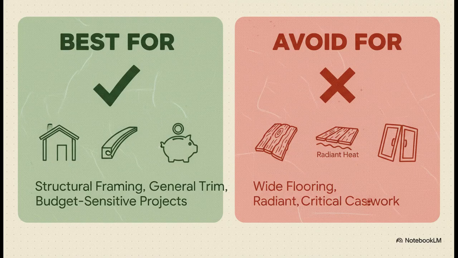So, what's the bottom line here? It's all about picking the right tool for the job. Plain sawn is fantastic for projects where budget is king, for structural framing where no one's going to see it, or for general trim. But you've got to be careful. You absolutely want to avoid it for things like wide plank flooring, especially over radiant heat, or for really precise casework where you need it to stay perfectly flat.